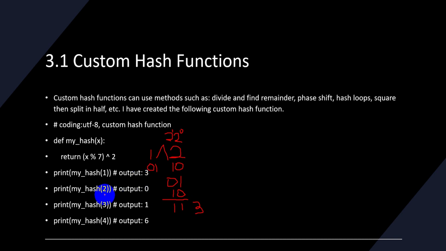And then for the next example, we do myHash of 2, which is 2 mod 7, which equals 2. And then we do 2 XOR 2, which is 1, 0 XOR 1, 0.